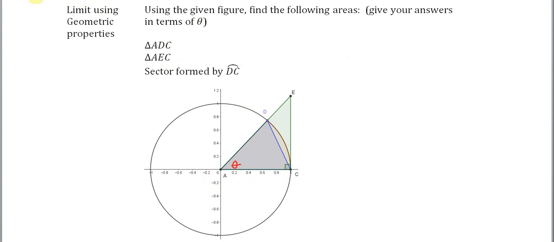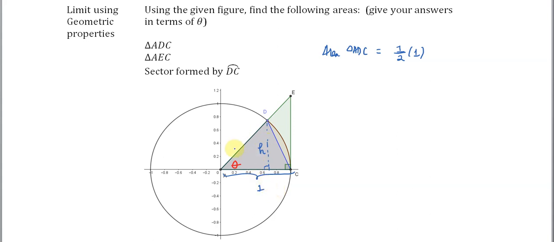Let's try to color code this as well. So the area of ADC is equal to 1/2 the base times the height. But the base here also happens to be 1 because that's the radius of the circle. So 1/2 times 1 times the height of this triangle, so this length right here. Okay? So we'll call this h for the height.